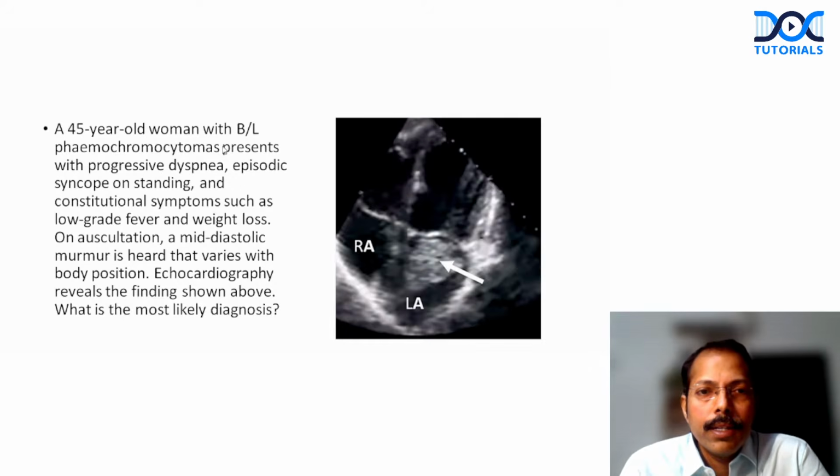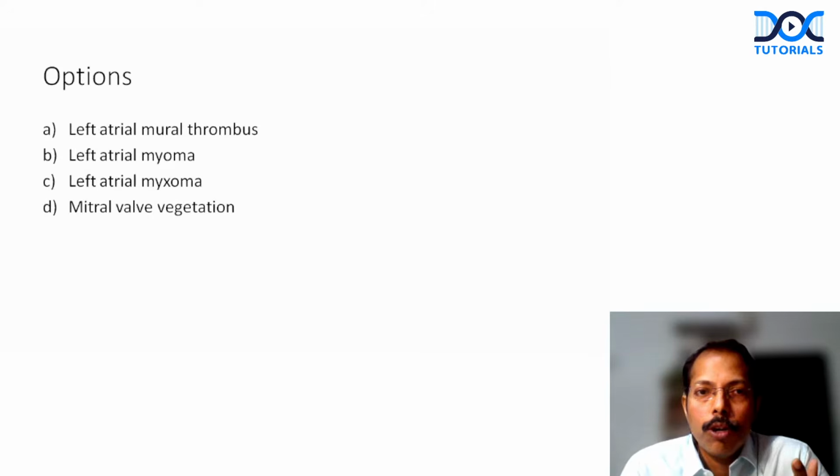So again, in this scenario, the patient had pheochromocytomas as an adrenal tumor, right? Again, the patient is having a typical mid-diastolic murmur that varies with body position. So it could be a space-occupying lesion at the atrium level. Echocardiography clearly shows this is the left atrium, and you can appreciate a huge space-occupying lesion in the left atrium. So what could it be? The options given were left atrial mural thrombus, left atrial myoma, left atrial myxoma, mitral valve vegetation.